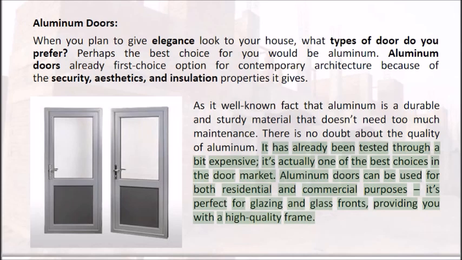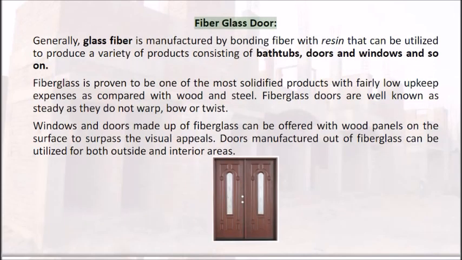Fiberglass door. Generally, glass fiber is manufactured by bonding fiber with resin that can be utilized to produce a variety of products consisting of bathtubs, doors, and windows and so on. Fiberglass is proven to be one of the most solidified products with fairly low upkeep expenses as compared with wood and steel. Fiberglass doors are well known as steady as they do not warp, bow, or twist.